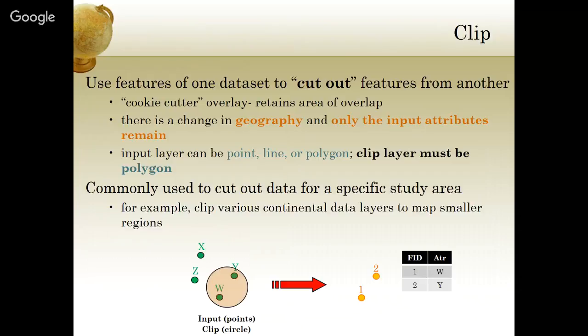You do need to have some sort of polygon layer to clip those features with that acts as your cookie cutter. In our example, our input points would be W, X, Y, and Z. And our clipping area is the circle, so our result is we'll have new points 1 and 2, and they'll retain the attributes W and Y that they originally had. So we're changing just our geography, but not our attributes. That makes sense?